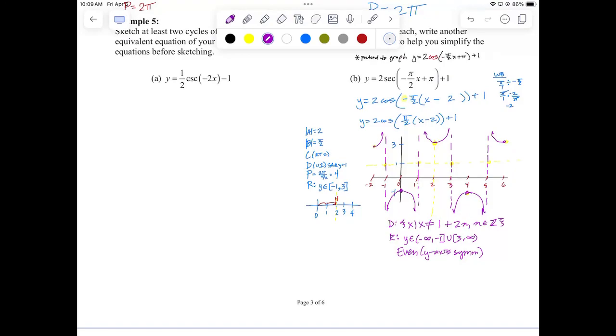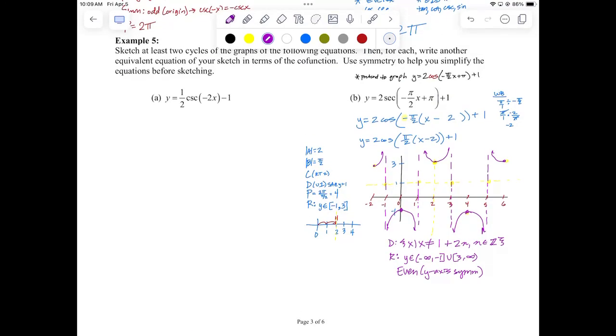All right. Any questions on that? 5 is a little bit easier. You just pretend it's sine and you pull the negative out front.